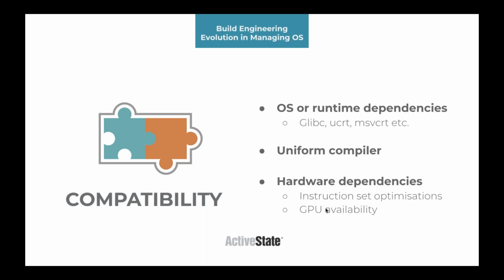You also want to look at having a uniform compiler across your build chain. If you're downloading things off the internet, you've got no guarantees as to which compiler was used to generate the binaries that you've got. And you may find that there are incompatibilities, like we spoke about before, between the compiler revisions used to build these things. And as we were just discussing with TensorFlow, you may well have hardware dependencies that you need to manage. So you may need to deal with instruction set optimizations and whether or not the hardware you're running on has GPUs available. Okay, next slide, please.